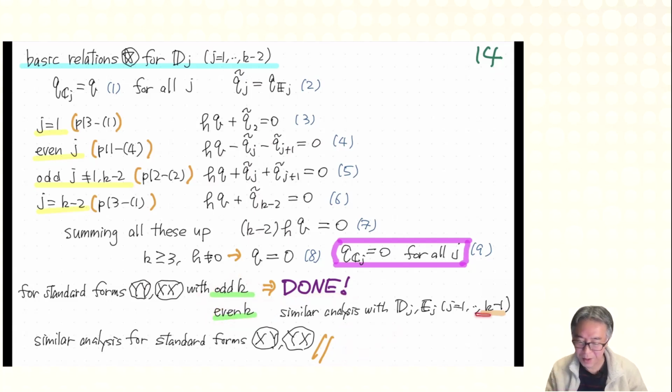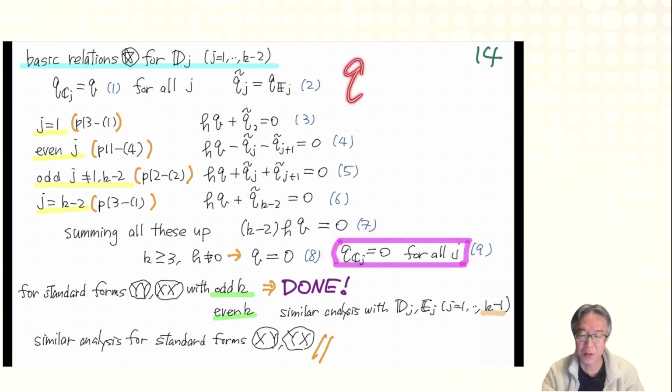And actually there is some slight complication here for even k. This with even k and this with odd k. In this case, you have to treat dj and ej running from 1 to k minus 1. And k minus 1 should have a slightly exceptional form. But anyway, there's no essential difficulty. So we can show this for everything.